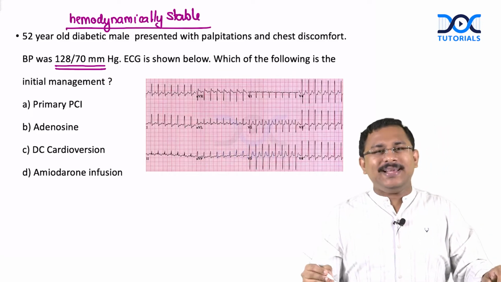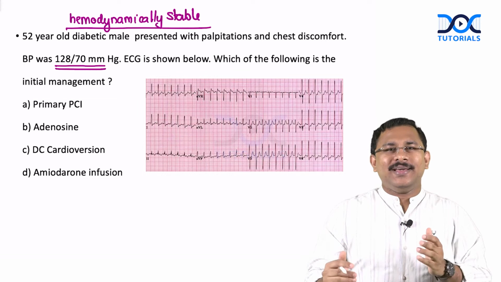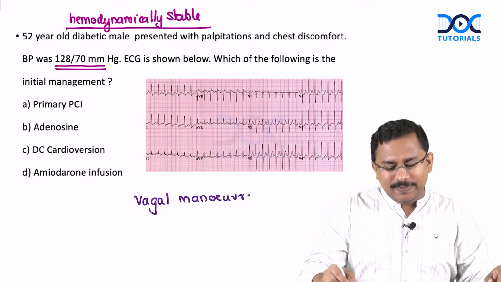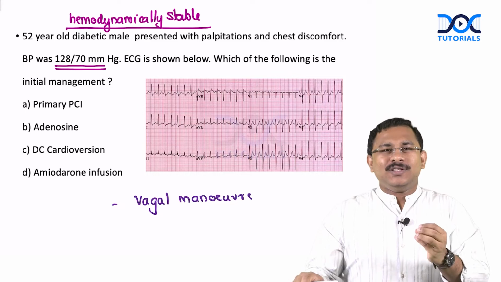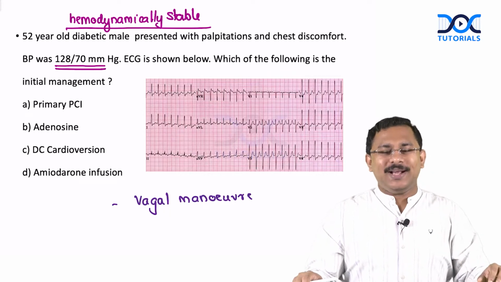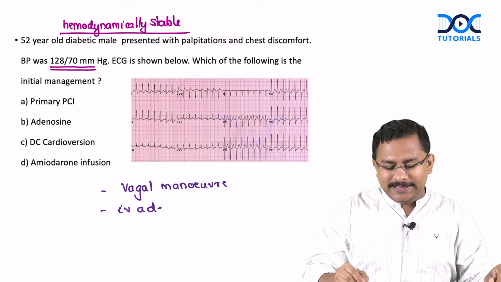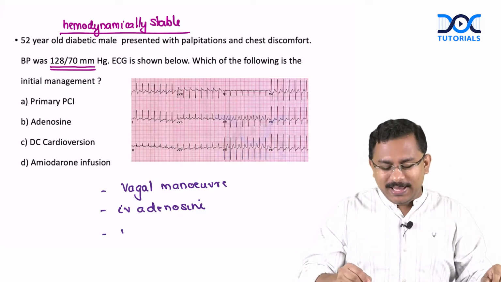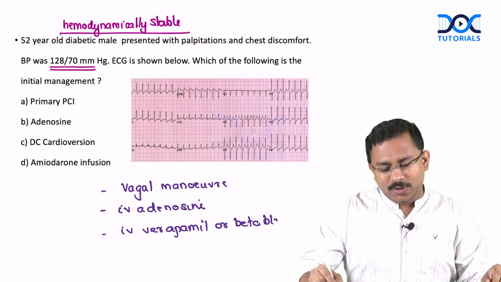So when you have a hemodynamically stable PSVT, what is the usual management? If the patient is stable, the first thing you have got to do is administer vagal maneuvers like carotid sinus massage. By the time the nursing staff takes the adenosine, you can administer the vagal maneuver. Sometimes the vagal maneuver or the carotid sinus massage itself aborts the tachyarrhythmia. However, if it is not working, you can go for IV adenosine as the next step. And if that is still not effective, the next step will be IV verapamil or an IV beta blocker.